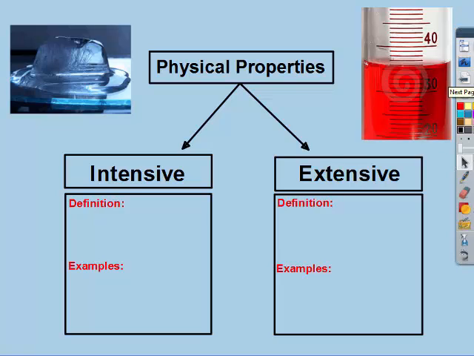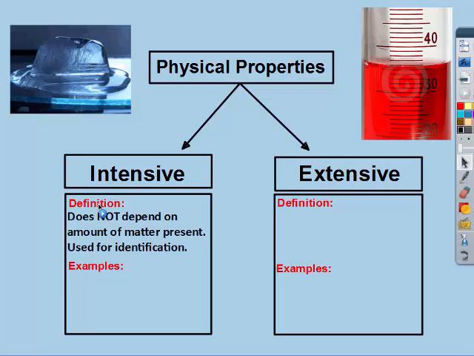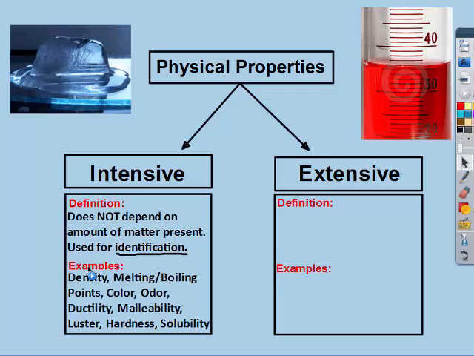There's two types of physical properties, intensive and extensive. Intensive do not depend on the amount of matter present. Because of this, we can use it for identification. So intensive physical properties are very important to help us figure out what type of matter we have. Some examples, we have melting, boiling points, density, color, odor, and such.